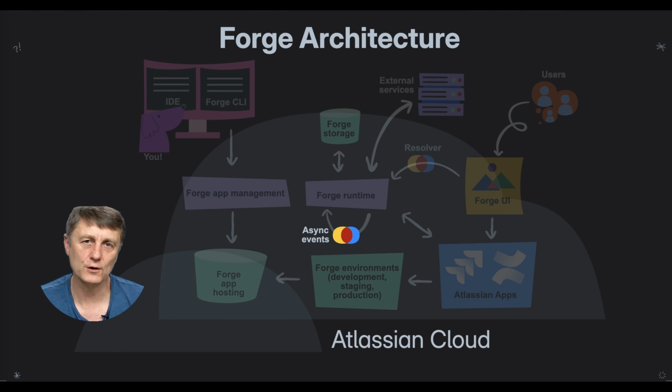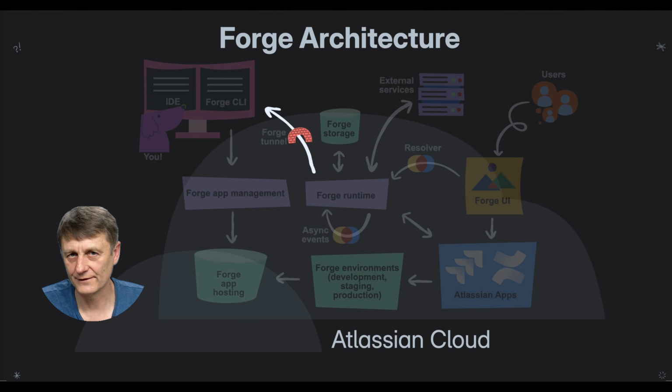Previously, I mentioned that the Forge runtime is a functions as a service platform, where functions have a maximum invocation period. If your app needs to perform a lot of processing, you can use async events to break the processing into smaller tasks that can be processed separately.